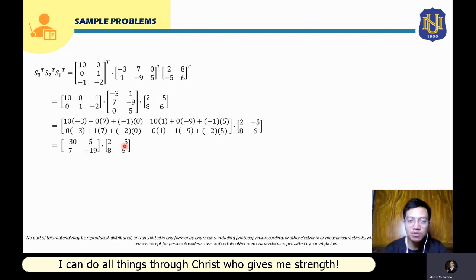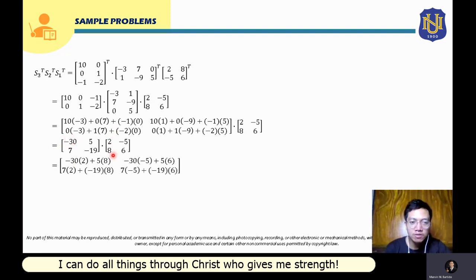We can now multiply this to the S1 transpose. So multiplying this, again, our rule: the number of columns of your first matrix should be equal to the number of rows of your second matrix. So since they are equal, we can solve them. We can multiply these two matrices. So this will just be row times column.